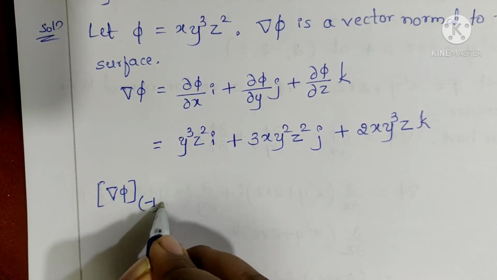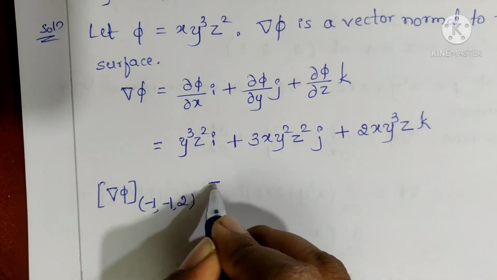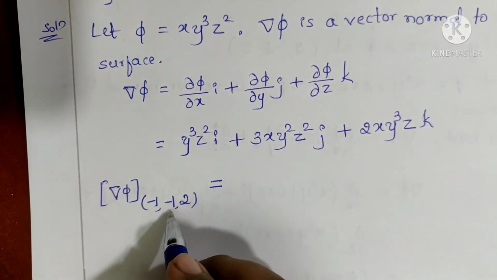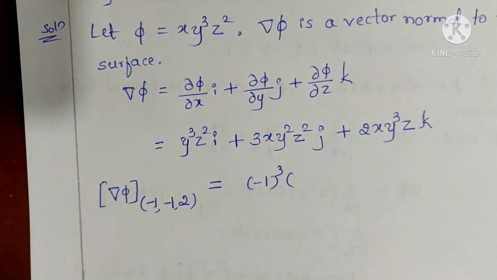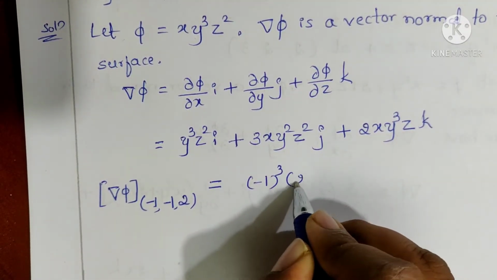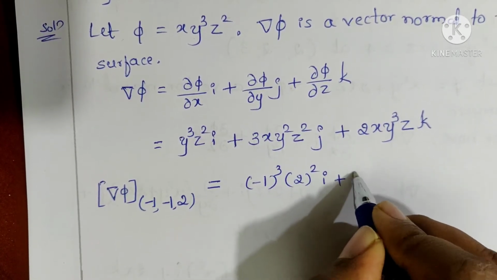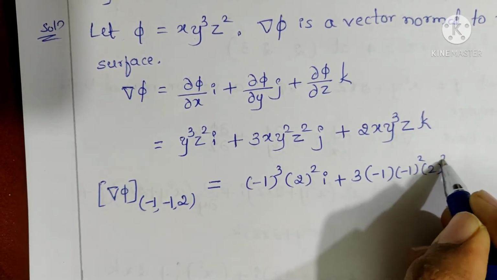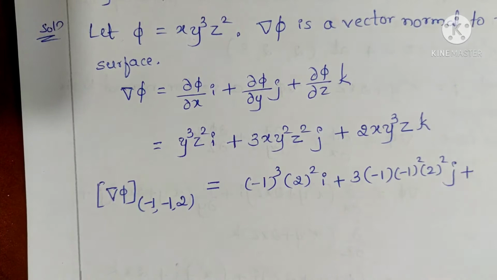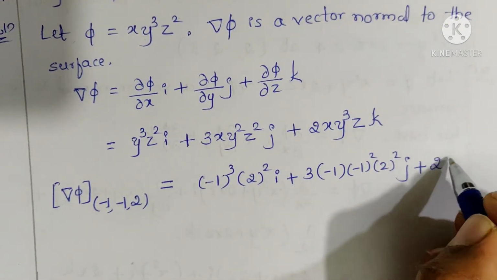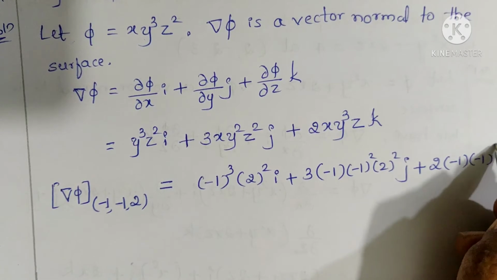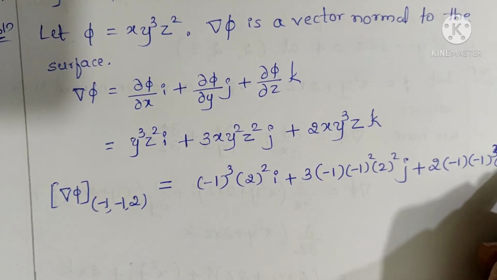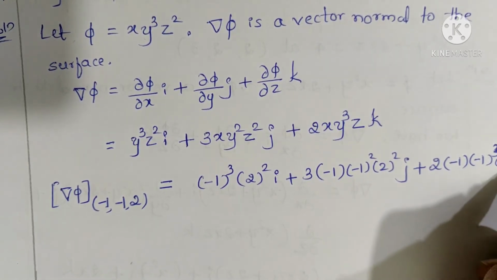Points are minus 1, minus 1, 2. At this point substitute the values here. So y cube, y is minus 1, so minus, z square will be 2 square into i plus 3 times x is minus 1, y square is minus 1 square, z square is 2 square into j plus 2 times x is minus 1, y cube is minus 1 cube, z is 2 into k.